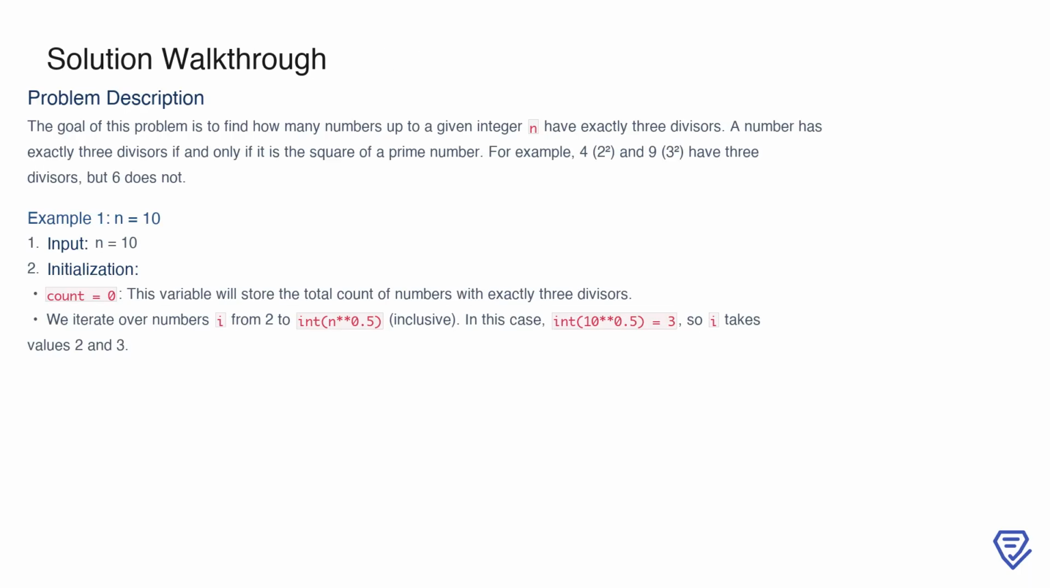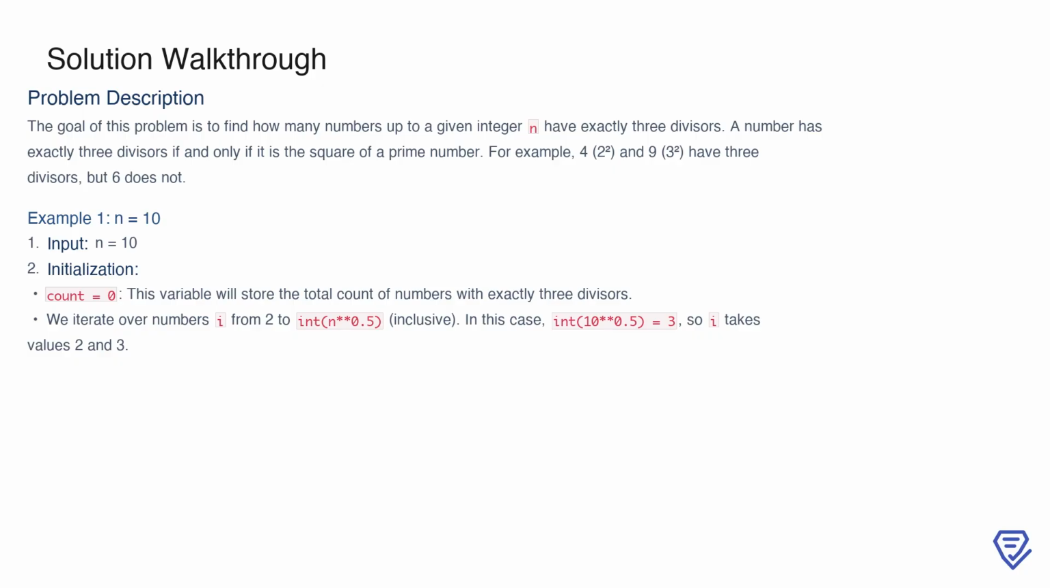In this problem, we are tasked with determining how many numbers up to a given integer n have exactly 3 divisors. A number has exactly 3 divisors if and only if it is the square of a prime number. For example, 4, which is the square of 2, and 9, which is the square of 3, each have exactly 3 divisors: 1, the number itself, and its square root. On the other hand, a number like 6 doesn't work because it has more than 3 divisors.